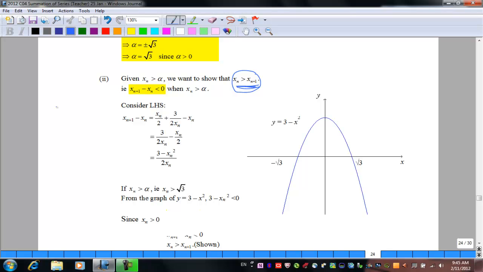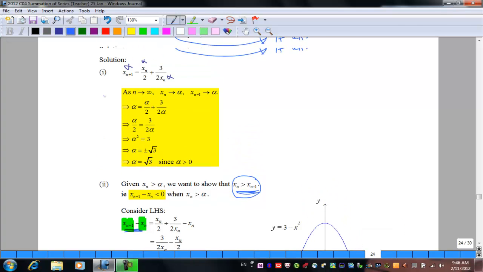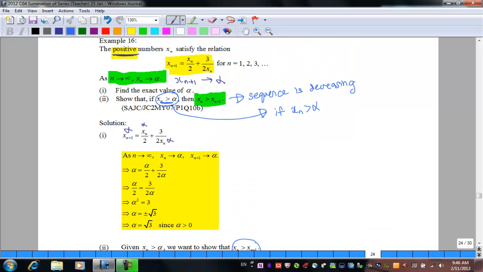That makes sense, right? So let's consider the left hand side. What is xn plus 1 minus xn? Now this suggests that there are two unknowns, xn plus 1 and xn, which makes it very hard for us to work. But if you look carefully, do you see that xn plus 1, I can actually write it in terms of xn, by using the relation given over here.